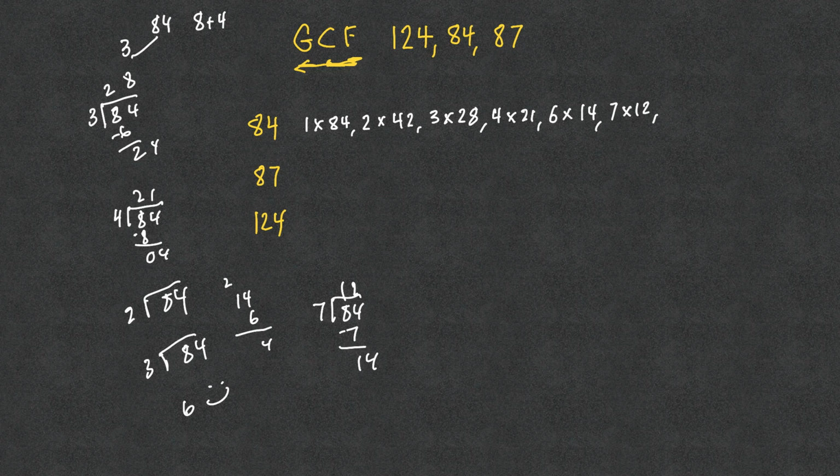Now what about 8? 8 into 84. Well, 8 times 10 is 80. Yeah, that's not going to work. What about 9? Know any math facts? 9 times 9 is 81. That won't work. What about 10? 10, no. What about 11? Well, 8 times 11 is 88. No. What about 12? Oh, we already did 12, so we're done. Phew. This is a long one.